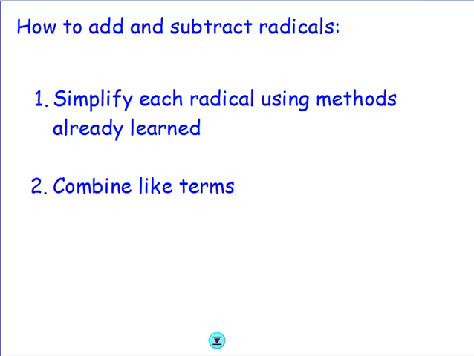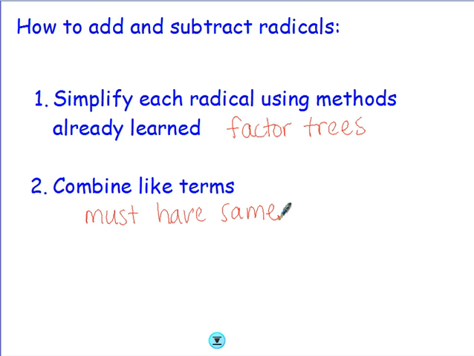In order to add and subtract radicals, the first thing we're going to do is simplify each radical using the methods that we have already learned. In other words, we're going to simplify them using our factor trees. After we have simplified all of them, what you are now looking for are like terms. Now with radicals, when you're looking for like terms, we're looking for radicals that must have the same radical.